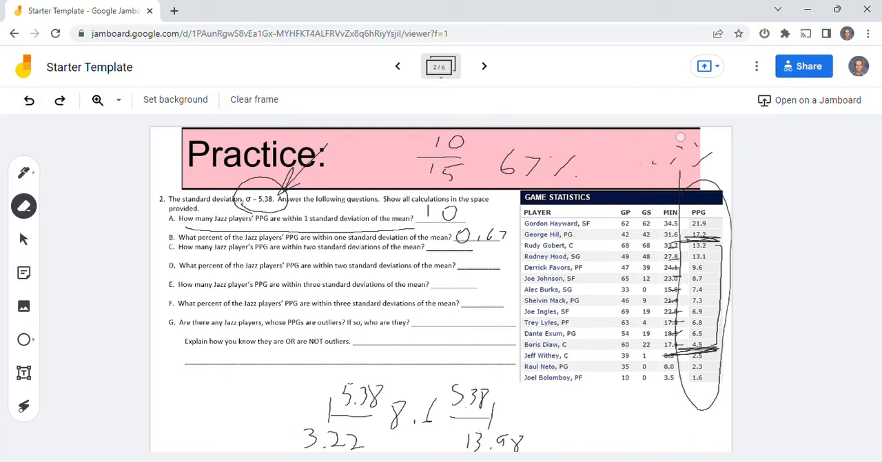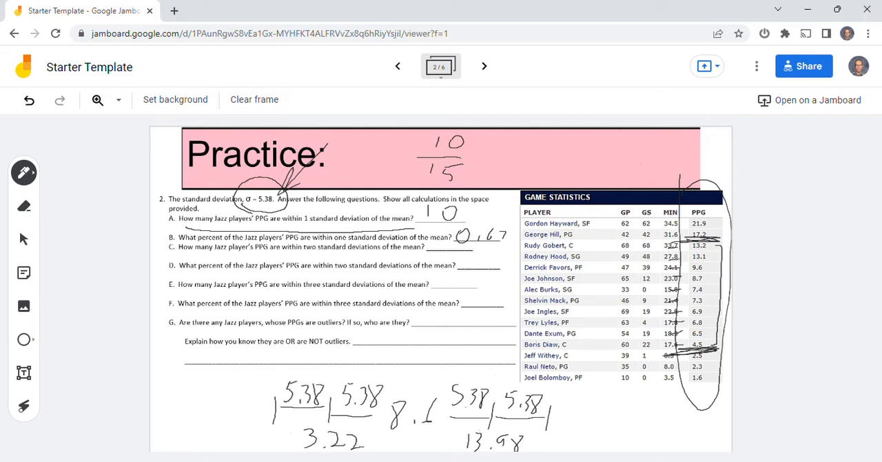This asks us to take a look at how many players are within 2 standard deviations of the mean. So we need to take our picture at the bottom and go out by another standard deviation this way and go out by another standard deviation that way. So we're going to add another 5.38 and subtract another 5.38 to each end.